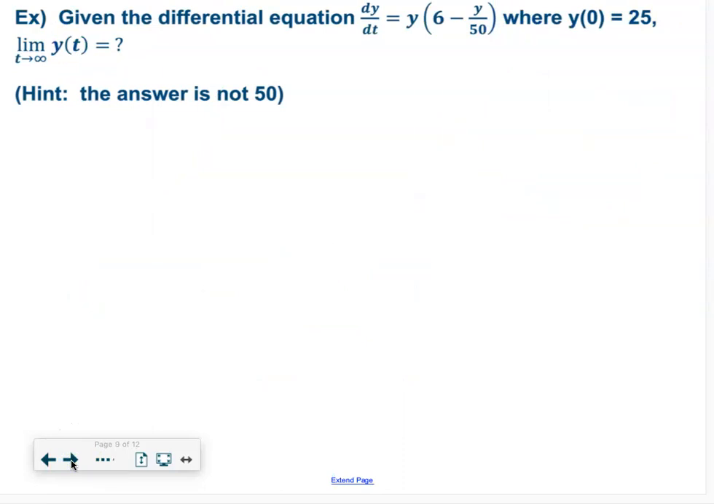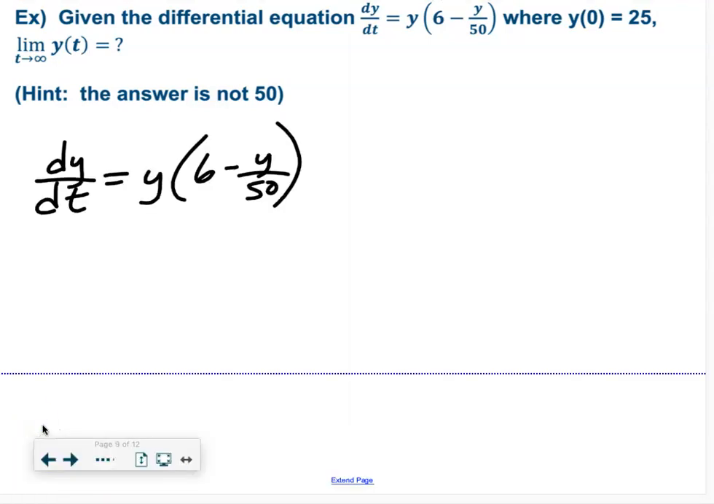When you're handed a logistic differential equation, it doesn't always look the way you want it to look. Not always presented in the way that you're used to. Sometimes you have to do a little bit of manipulation before you get it into the right format. Given this differential equation where y of 0 equals 25, what is the limit as t approaches infinity? Hint, it is not 50. Take a minute in your groups and see if you can figure out what you need to do to clean this up a little bit before you can answer the question.